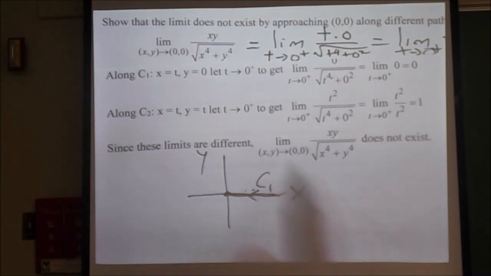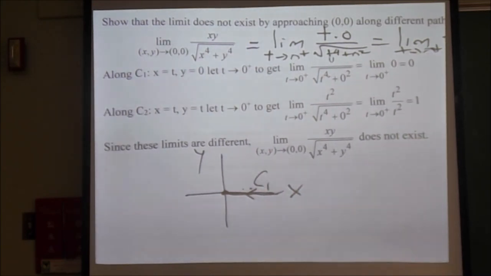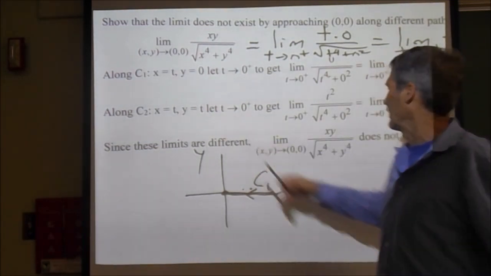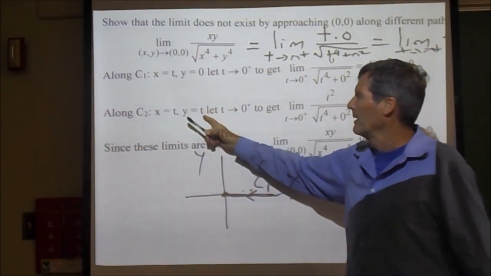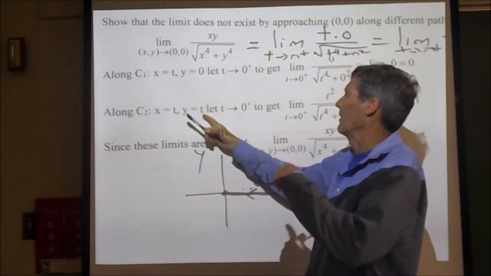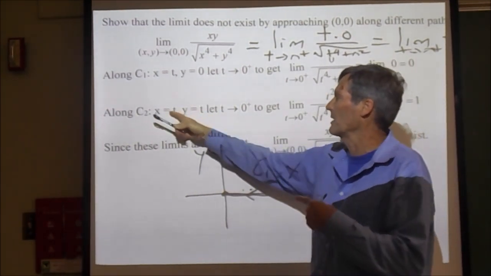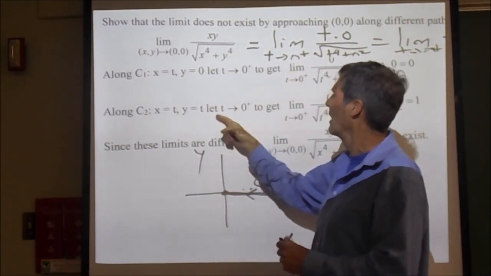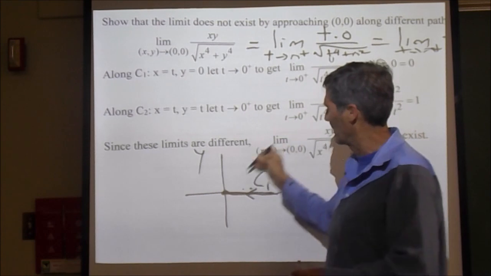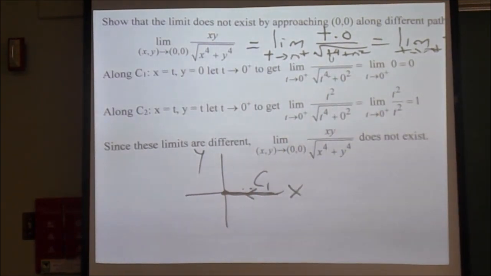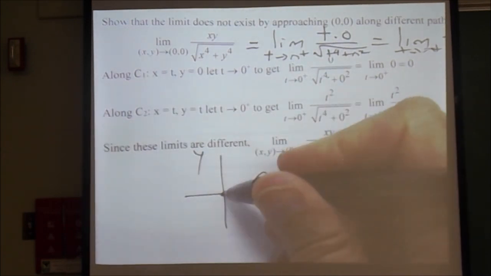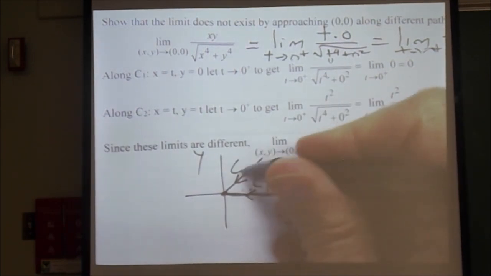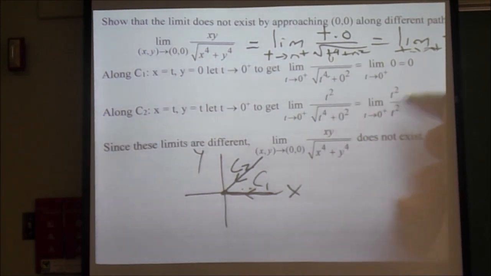Now for the second one, suppose I go along curve C2. What is that? I'm letting x equals t and y equals t. If you substitute in, this is the line y equals x. So x equals t, y equals t is the parametric equations for the line y equals x. I'll let t go to 0 from the right again, so I'm coming in like this. Let's draw it. Suppose I approach the origin this way, along this path. There's C2.